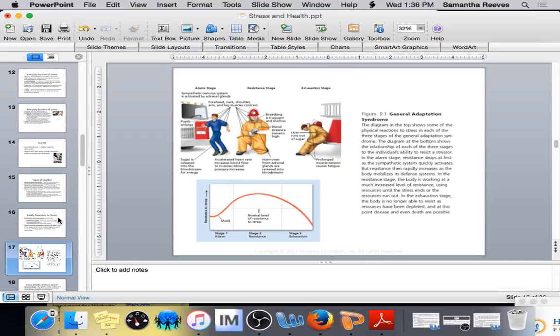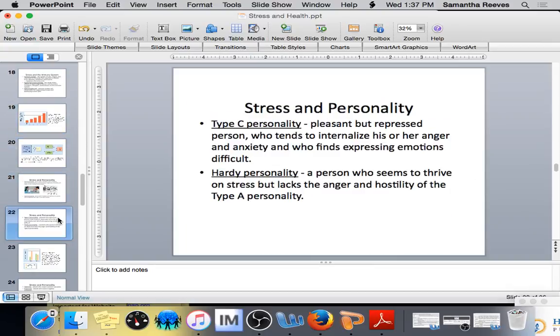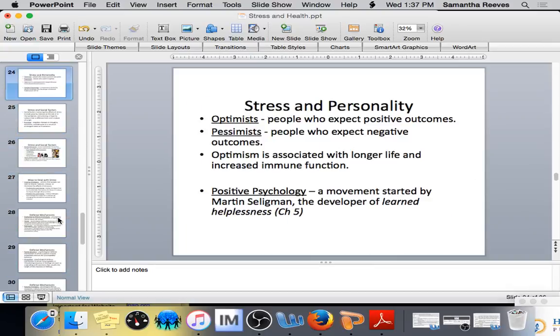On your whiteboard, please tell me what has an effect on your immune system that affects how your body responds. What can have an effect on your immune system? What is it? Annie? Stress. What is the study of how stress affects your immune system called? Good. Matt, what is it? Sounds good.